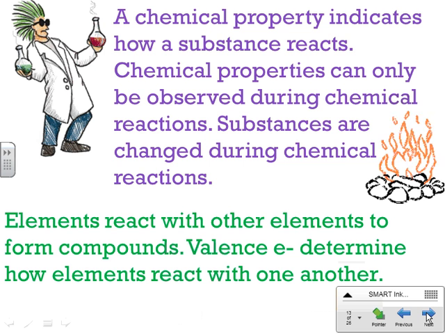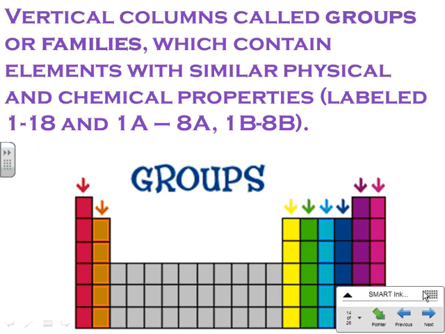A chemical property indicates how a substance reacts. Chemical properties can only be observed during chemical reactions. Substances are changed during chemical reactions. Elements react with other elements to form compounds. Our valence electrons determine how the element will react with one another. Our vertical columns, called groups or families, contain elements with similar physical and chemical properties. They are labeled 1 through 18 with an inset of 1A through 8A and 1B through 8B.